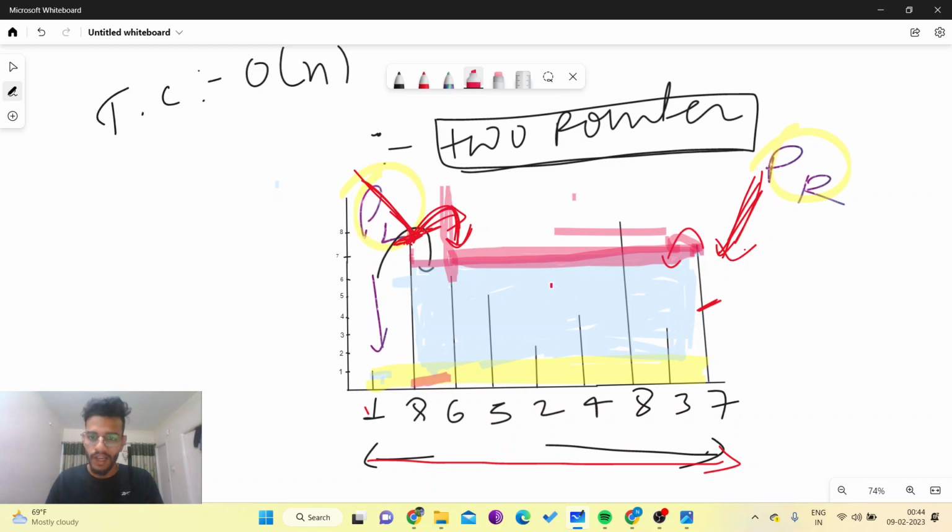So whichever side we find the minimum, we will move that pointer to the next element. That's all. Because we are bounded by the minimum of the two pointers, we will not take the maximum. We will not move the maximum. We will take the minimum only, because again, let's suppose we find something greater than this one here.